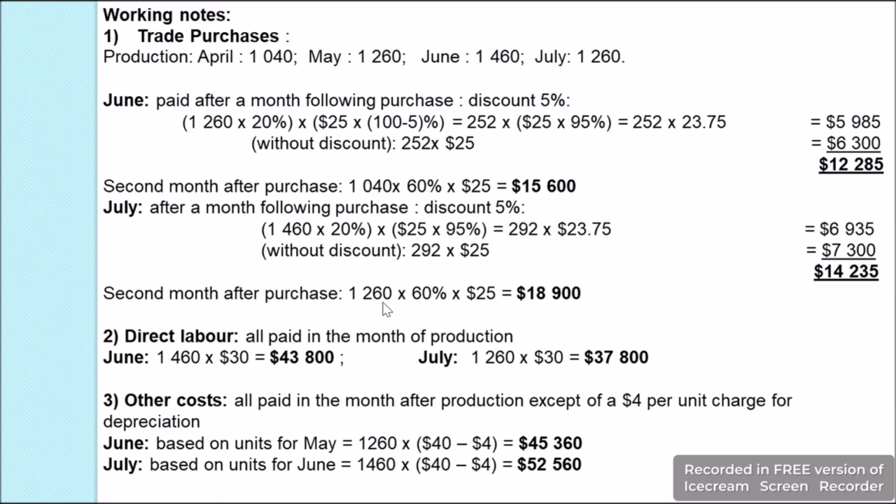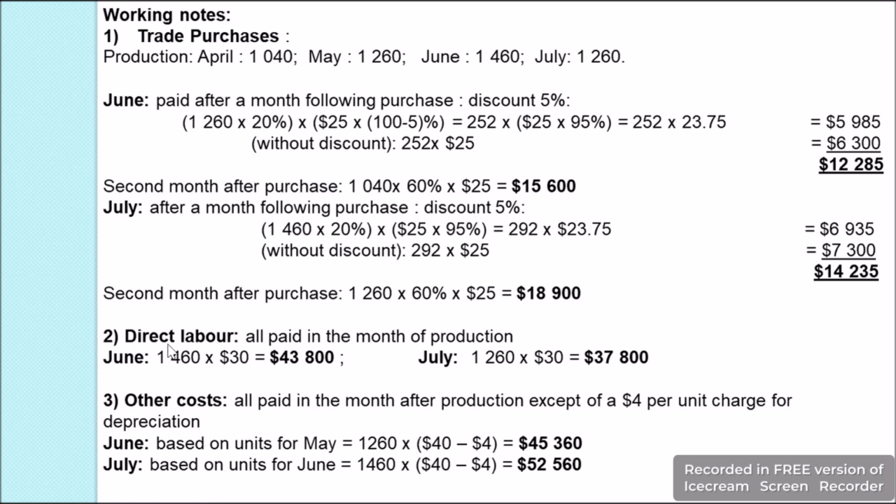So 1,260 times 60% times $25 will be 18,900. So these will be the total trade payables which have to be paid, that is 14,235 as well as 18,900 will be the trade payables which will be paid in the month of July.